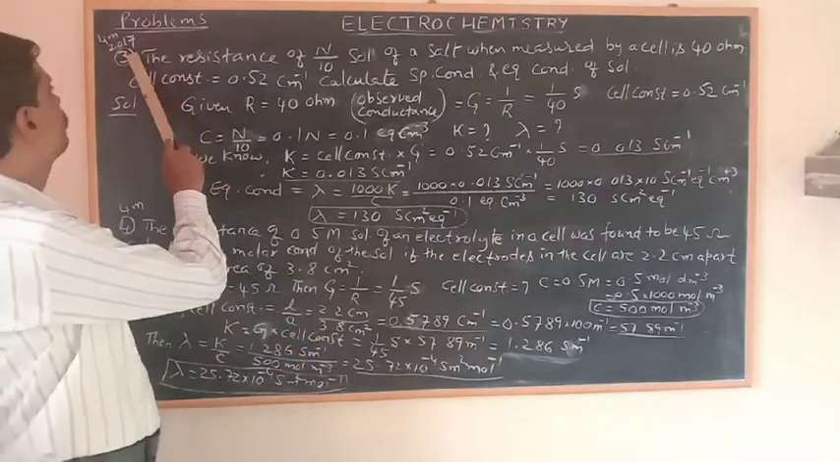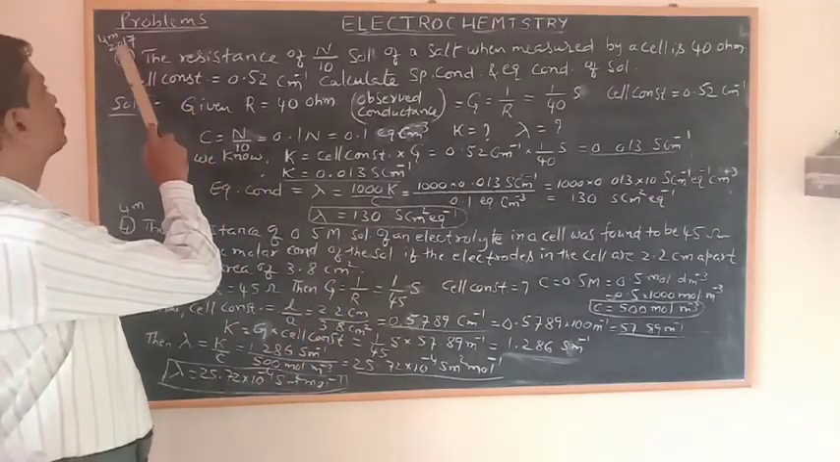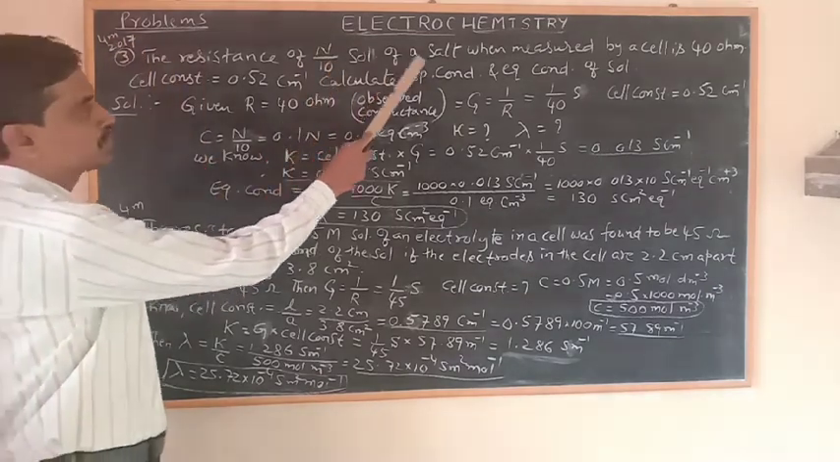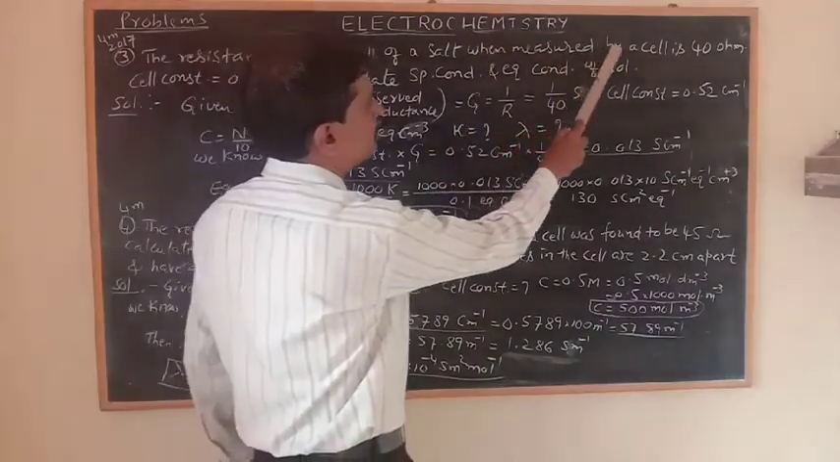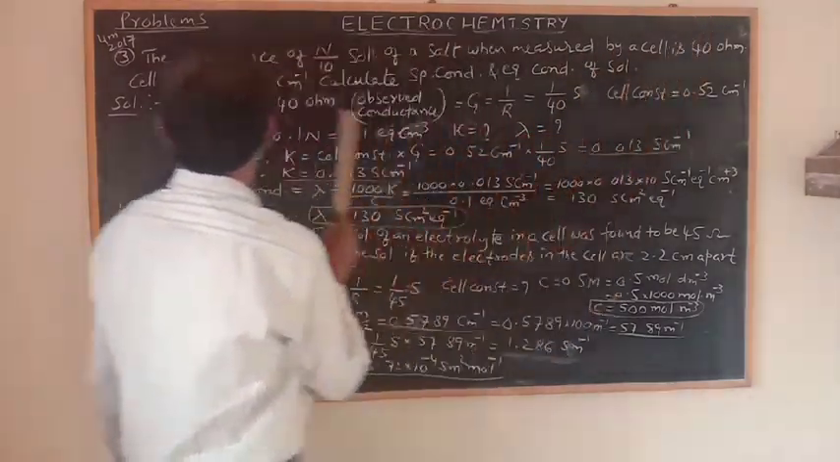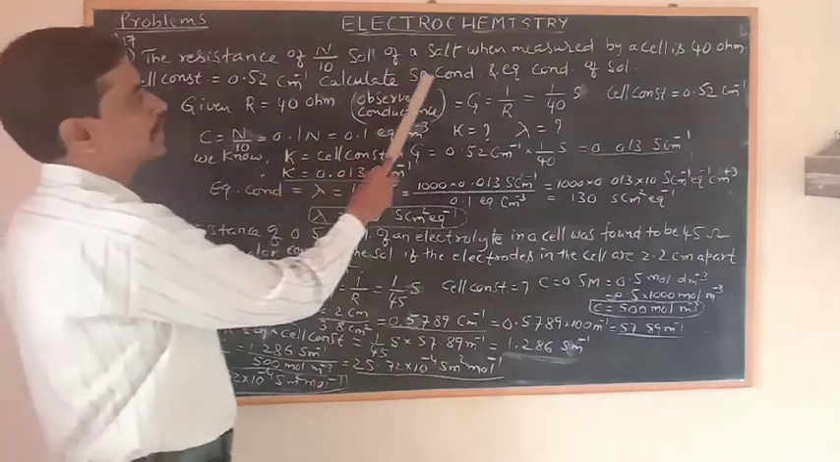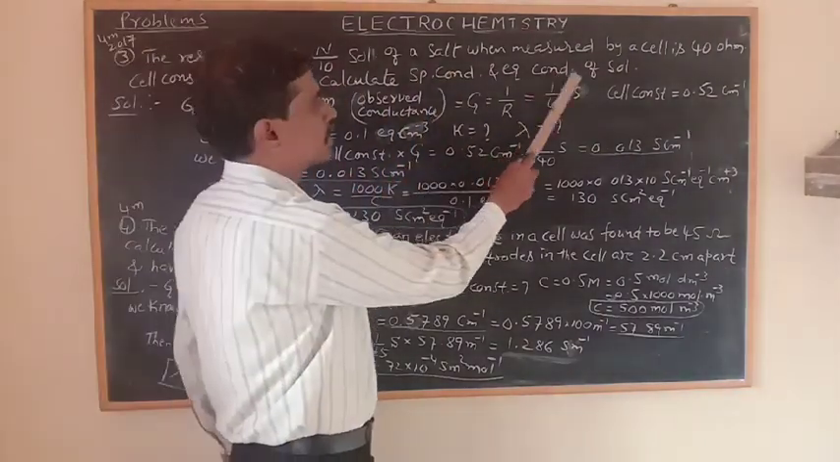This is the third problem. It was asked in the year 2017 for 4 marks. Here the resistance of N by 10 solution of a salt when measured by a cell is 40 ohm. Cell constant is equal to 0.52 per centimeter. Calculate the specific conductance and equivalent conductance of the solution.